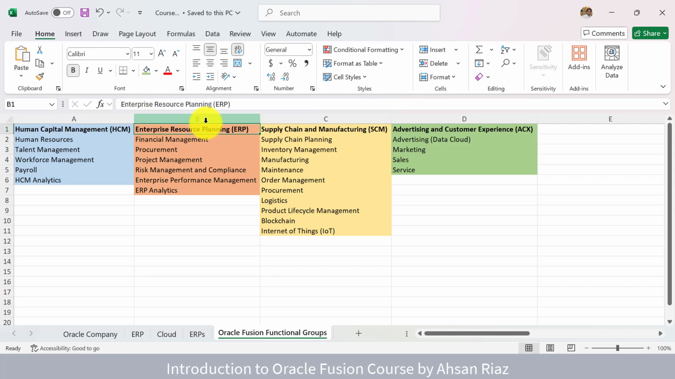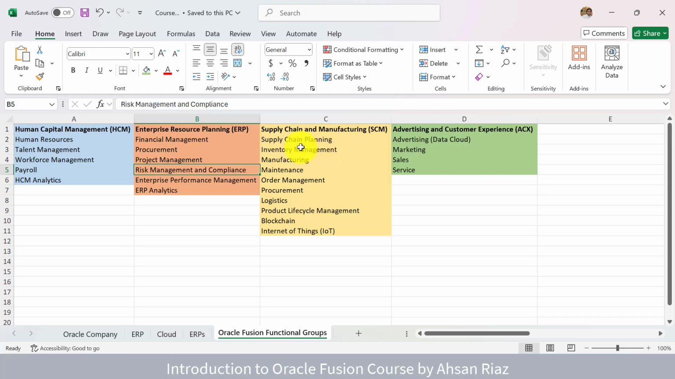ERP, as I mentioned, is mostly to do with the financial part. This distinction you need to know in Fusion. When we say ERP, it's not the whole ERP, it's not HCM, it's not supply chain, it's only the financial part, and the major modules are financial management, procurement, project management, risk management, and compliance.